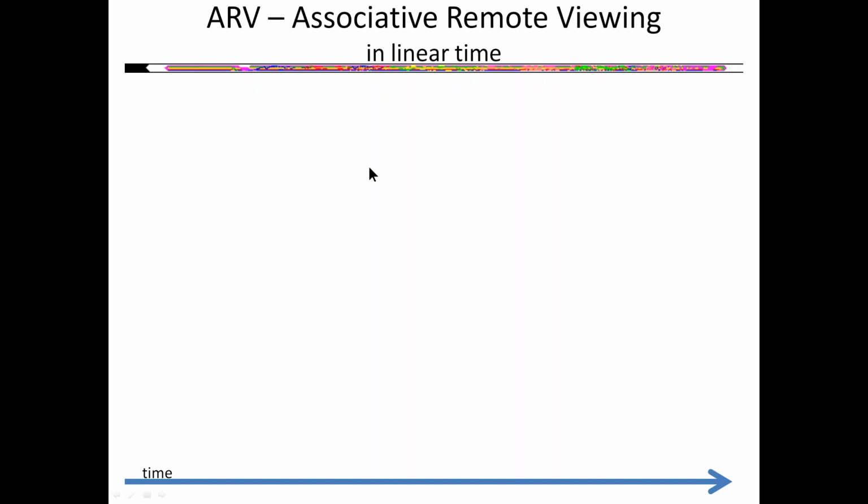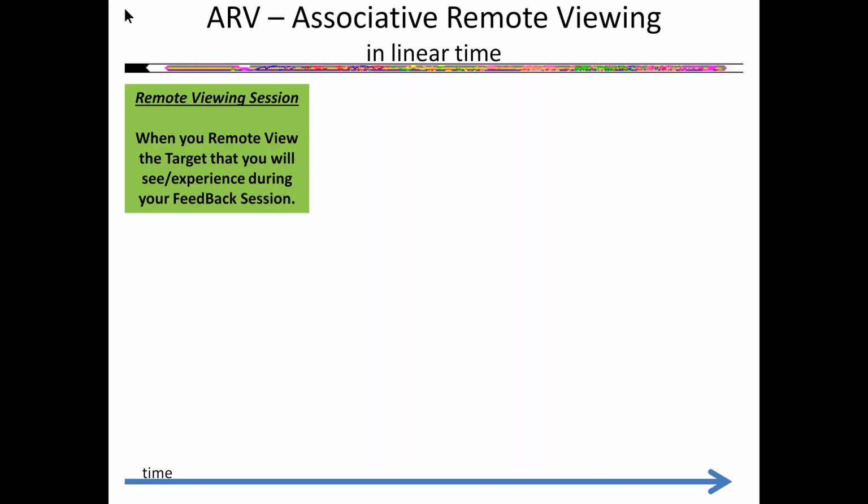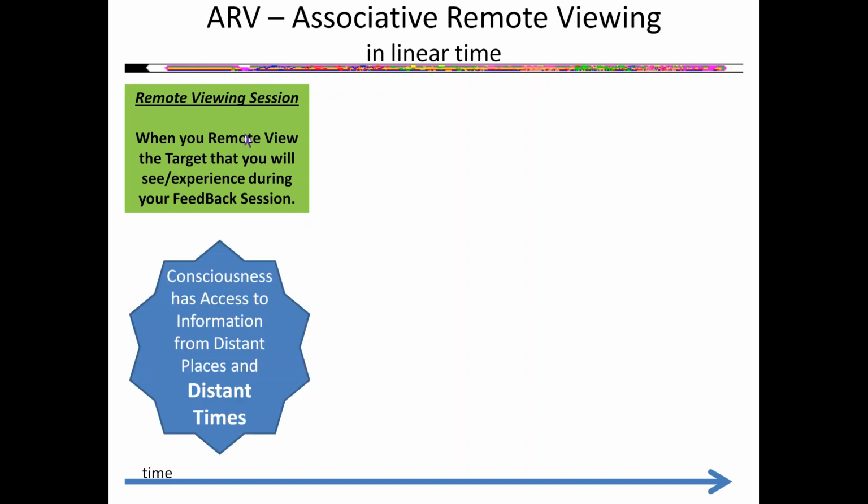So this is a linear time discussion of the protocol, and it begins with what is really a classical remote viewing session. You'll be given a task. This is when you view the target that you will see or experience during your feedback session, which will be in the future. So this is precognitive remote viewing. Now, remote viewing shows that consciousness has access to information from distant places, and by distant we include, of course, space, and our focus is on time.